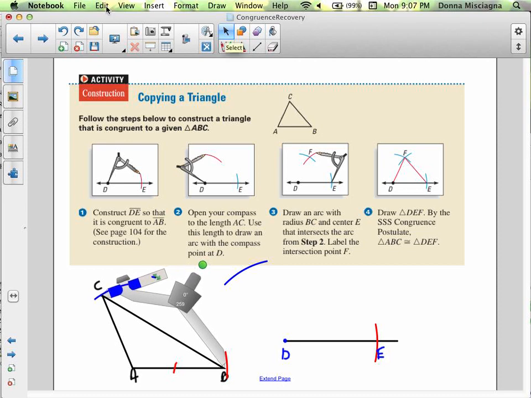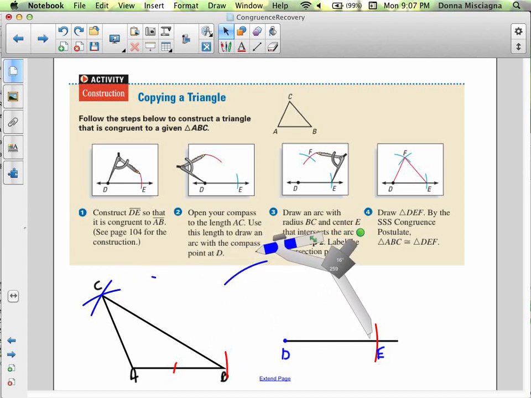Oh, that's not what I wanted to do. All right, let's try this again. There we go. There's our other arc. We're going to copy that same arc, this time from point E.